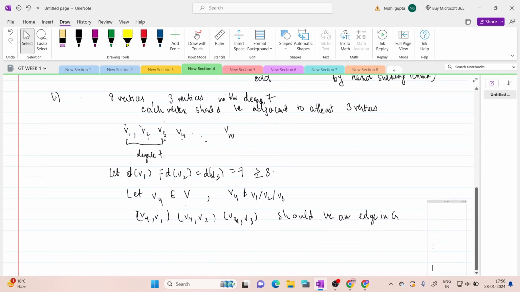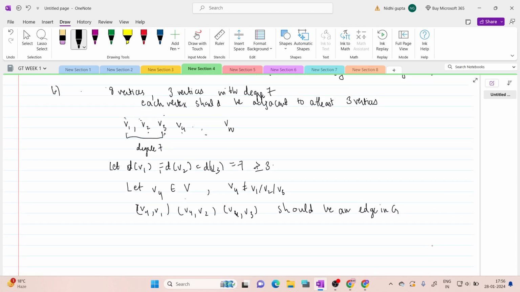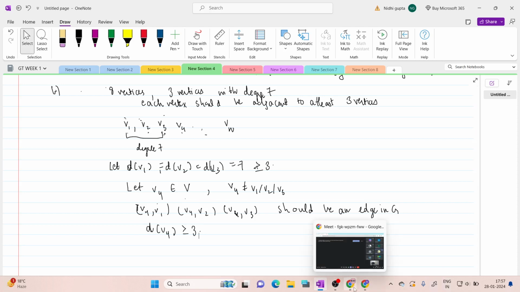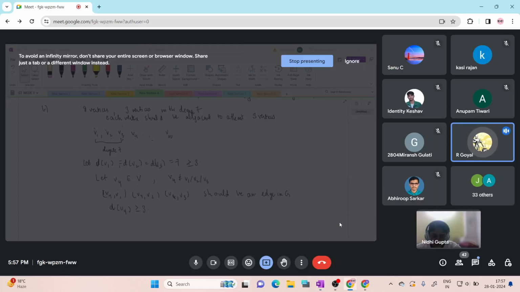Now what is the meaning of the degree of a vertex? It is the number of vertices which are adjacent to v4. So we have already that v4v1 is an edge, v4v2 is an edge, v4v3 is an edge. So we get that the degree of v4 should be greater than or equal to 3. So this is a proof only, right? Yes, I understood. The only thing remaining is that we could have written that we arrange the vertices in decreasing order of their degrees and say v4 is the one having the least degree, and then continue with this argument. Yes, fine.